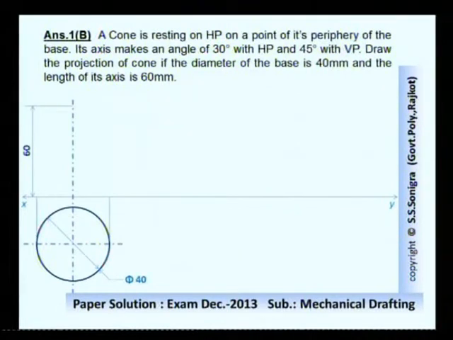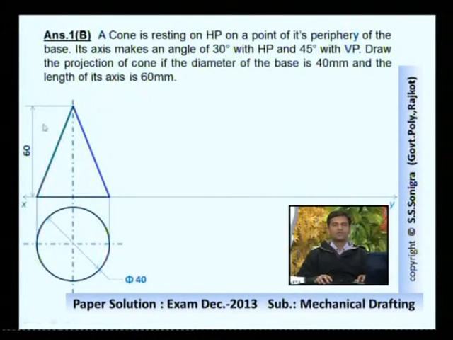Draw projection lines. Height is given as 60 mm. So on axis you can mark here a point at a distance of 60 mm on the upper side, and join a triangle. Because it's a cone, its front view would be a triangle, so it is to be drawn like this. Now it is given that this triangular cone makes an angle of 30 degree with XY line, with HP.